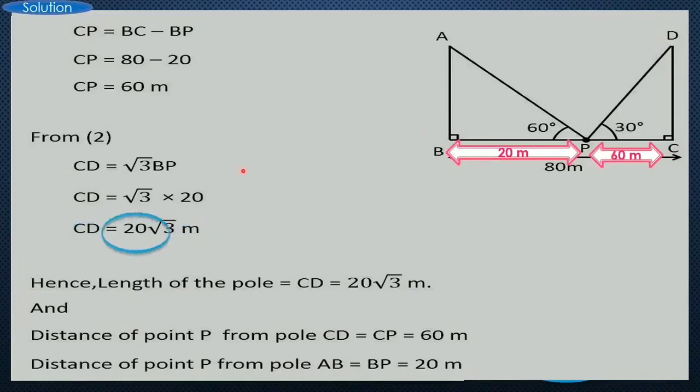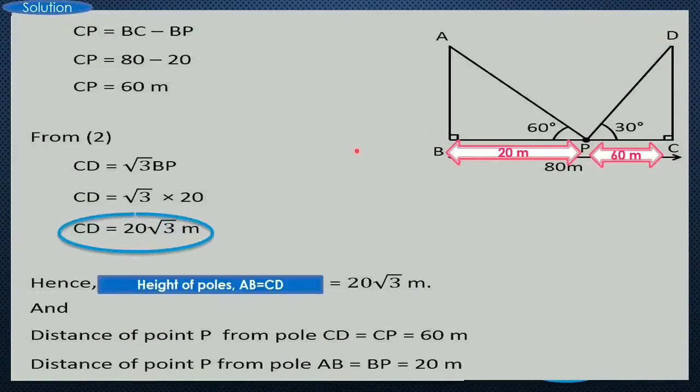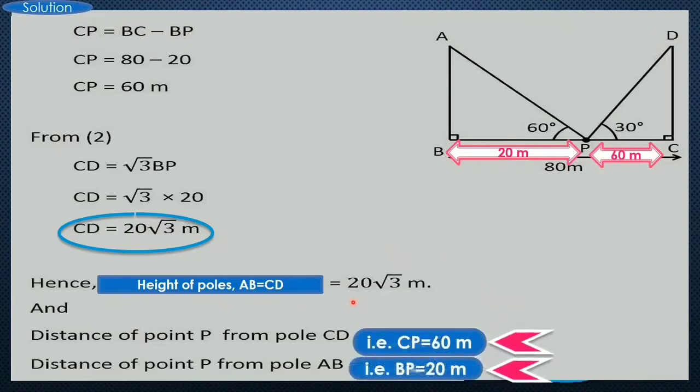Okay. Now what we will do, we have to find the value of CD, right, because we have to find the length of poles as well. So as you know that CD is equal to under root 3 times of BP. Put the value of BP as 20, we'll get the value of CD as 20 under root 3 meter. So it means the height of poles, that is AB is equal to CD, which gives 20 under root 3 meter. Fine. And the distance of point P from pole CD is 60 meter and the distance of point P from pole AB is equal to 20 meter. So hence done. I hope this question is clear to you.